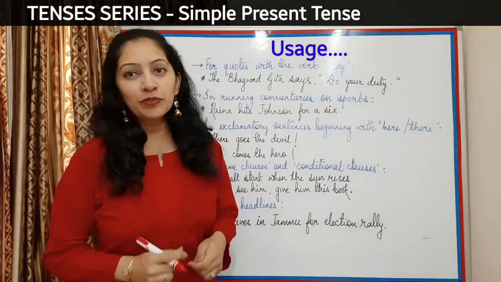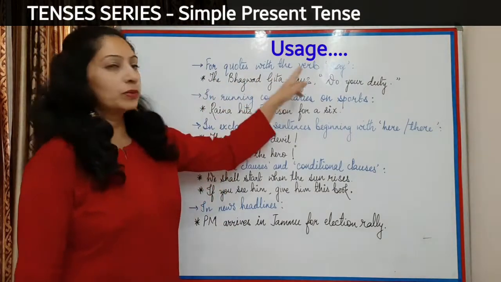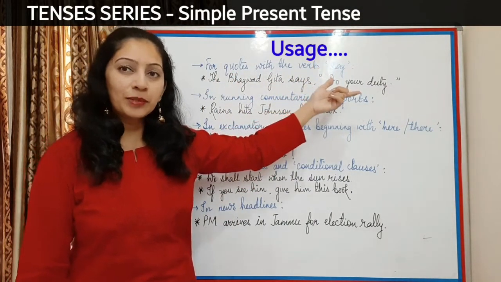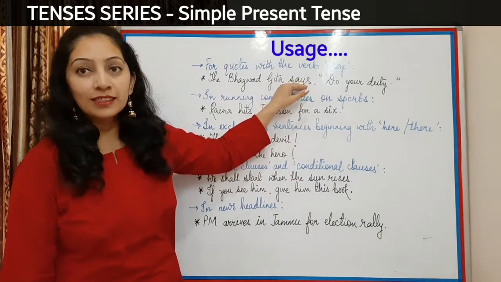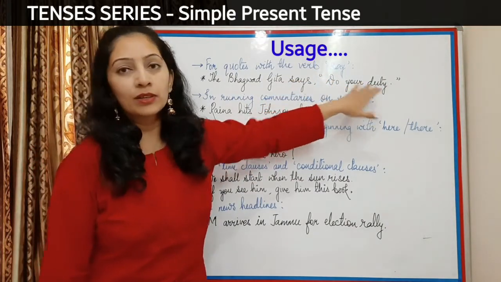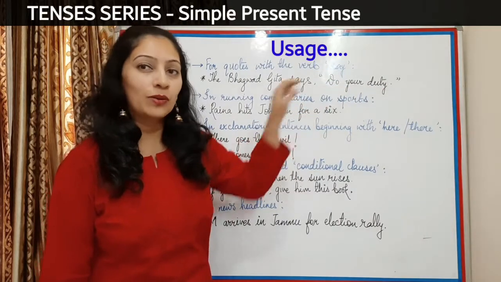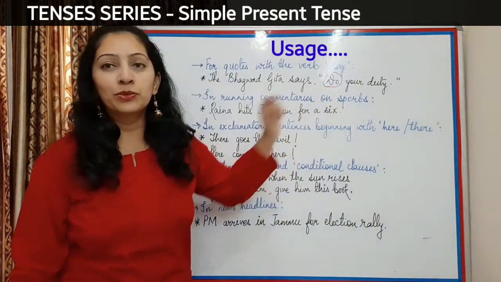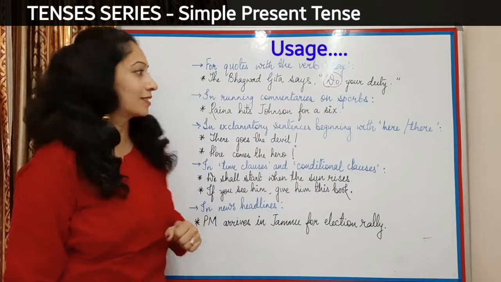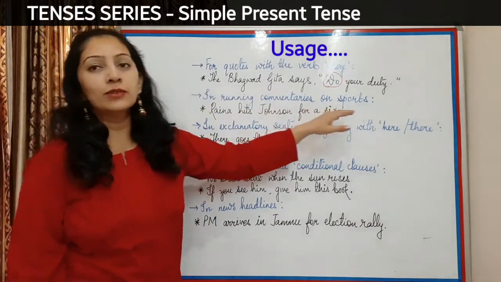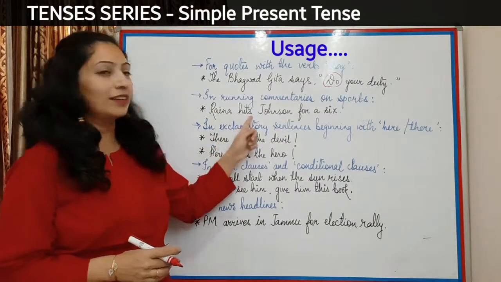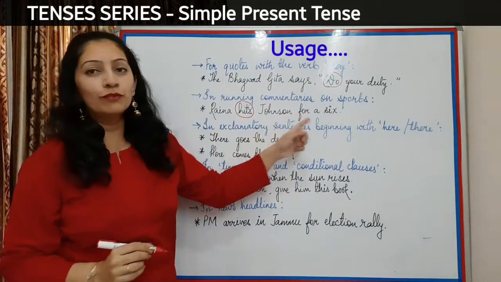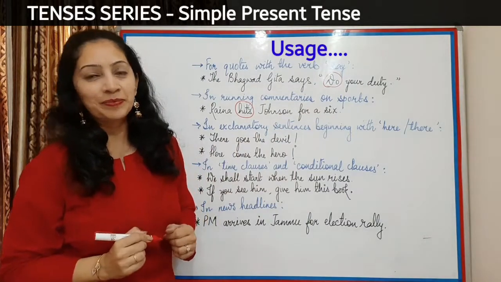Okay, let's move ahead now. For quotes with the verb say: whenever you have quotes in direct speech and it starts with "says", after that this quote or the direct words will always be in simple present tense. Look at the verb here, do. That is simple present tense. In running commentaries on sports, for example, Raina hits. Hits, look at the verb here, Johnson for a 6.